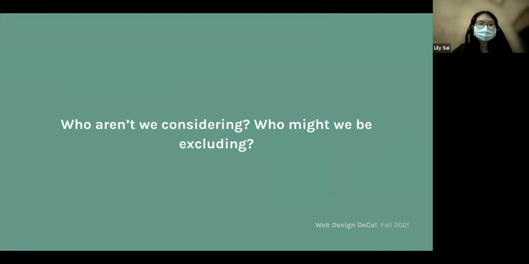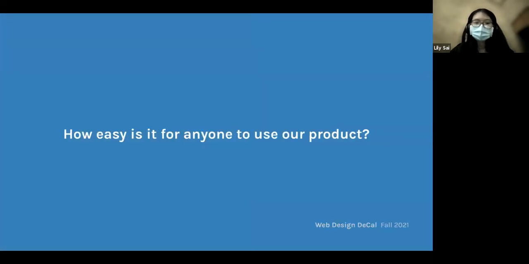Yeah, so with accessibility and designing for it, we really have to think about who we are considering and who we are excluding, who we aren't making sure that we're designing for. And this is because, again, the world includes such a diverse array of backgrounds, experiences, and identities that need to be considered when we're trying to make inclusive designs. So yeah, a question that companies often think about is how easy is it for anyone to use our product? And I think that's a question that we should all think about when we're designing.